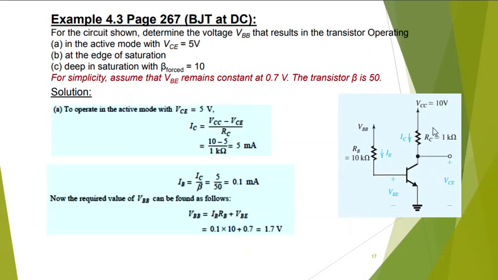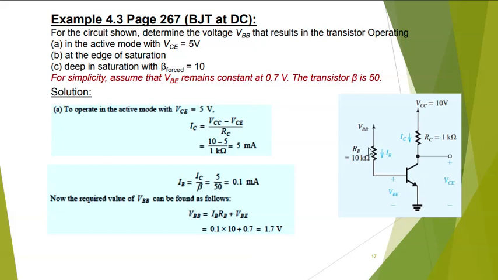So look at this circuit. You have a VCC of 10 volts, which is your power supply for this transistor circuit. There is a resistor in the collector with a value of 1K. There is a resistor in the base with a value of 10K. We want to run the DC analysis. Here we know that the beta is 50, and as I said, in the DC analysis of a transistor, we're looking for IC and VCE. So let's run the DC analysis.